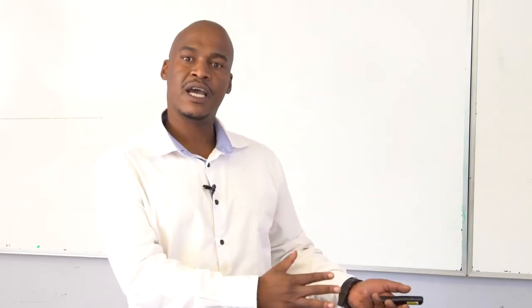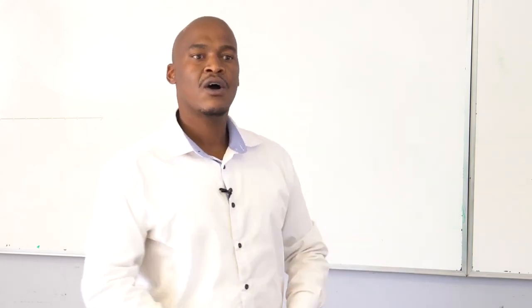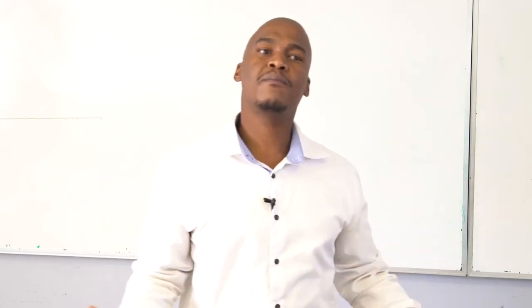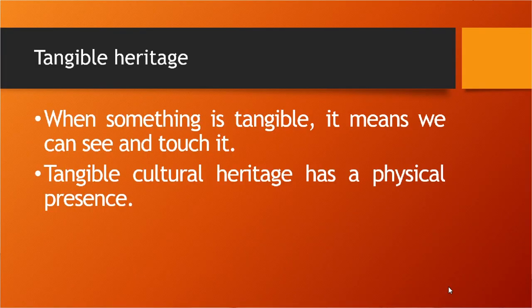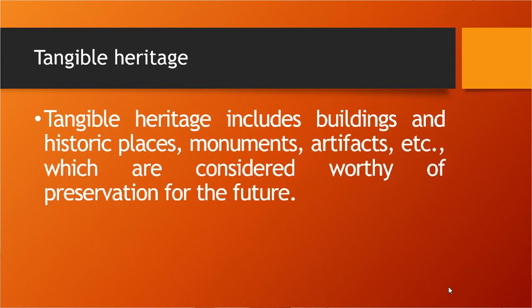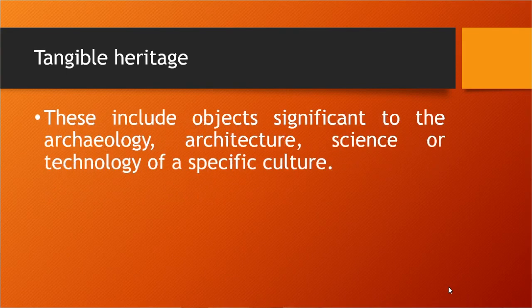For example, a sculpture or a statue of somebody significant from the past. It includes buildings, historic places, monuments, artifacts, which are considered worthy of preservation for the future. They include objects of significance to archaeology, to architecture, to science, technology of a specific group of people or culture.